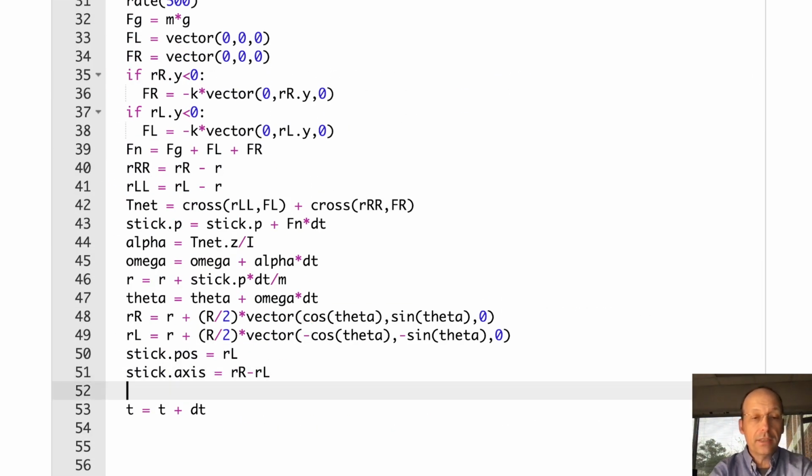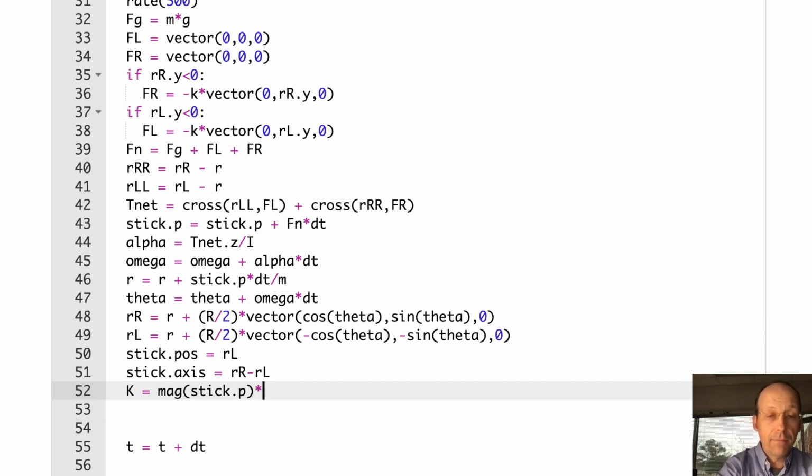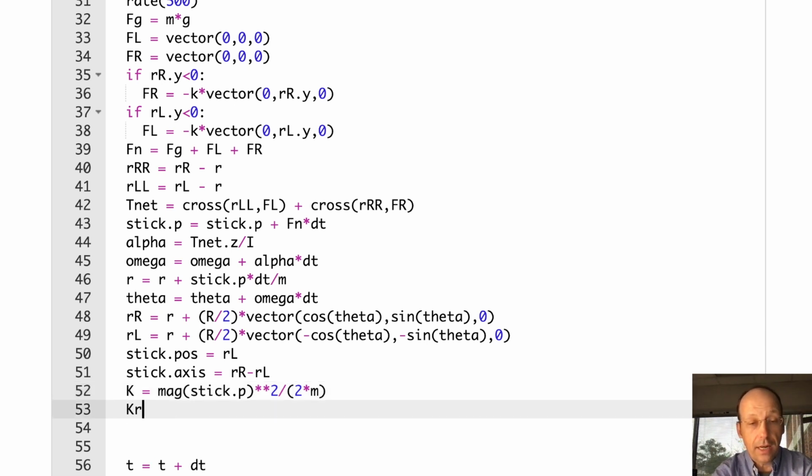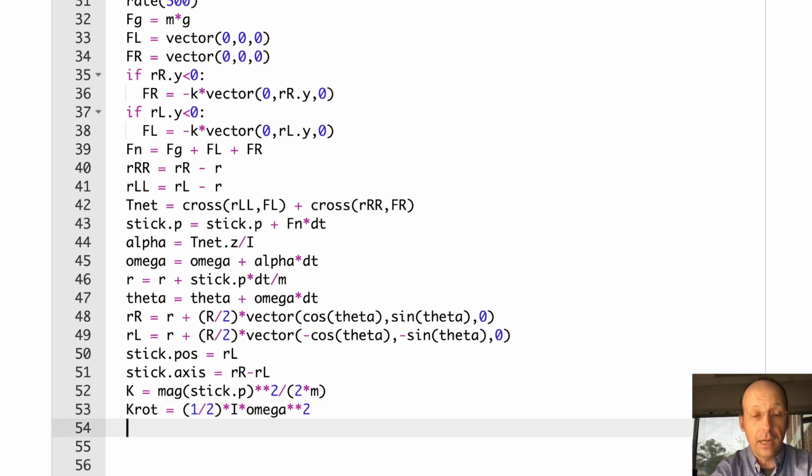So before I plot this stuff, I'm going to do it before the time. I need to calculate it. So K is the kinetic energy of the stick. I know the momentum of the stick, so I can calculate this as mag of stick dot p squared divided by 2 times m, right? Momentum squared divided by 2m is the kinetic energy. But I can't square the momentum because it's a vector, so I have to take the magnitude of it and then square it. The rotational kinetic energy is going to be equal to 1/2 times I times omega squared. And omega is a scalar in this case. Remember, I already scalarized the whole thing. That's the rotational kinetic energy.